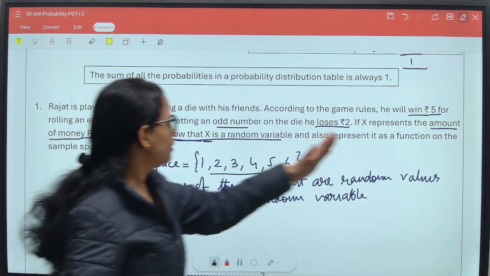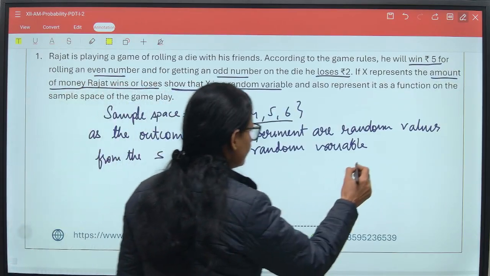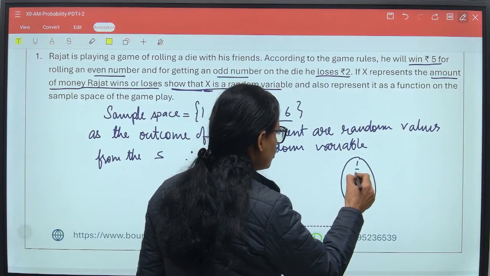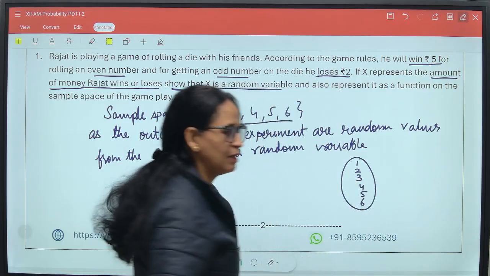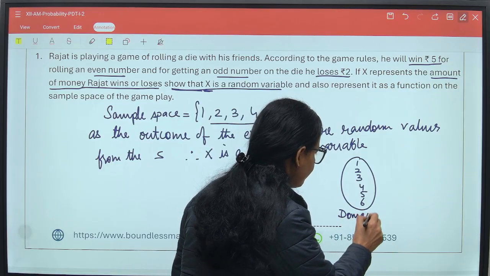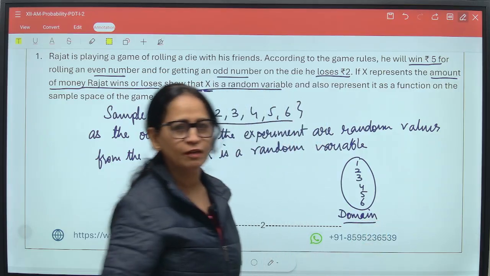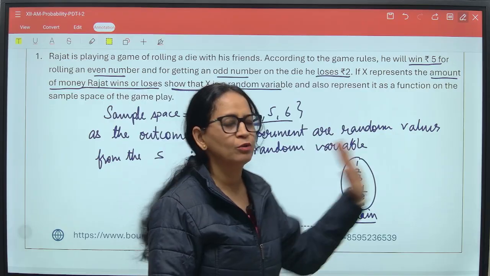Now represent it as a function on the sample space of the gameplay. So what is the sample space here? 1, 2, 3, 4, 5 and 6. And what are the possible outcomes? So this is the domain of the function. We understand what is a function. We have done that in grade 11. It has a domain, it has a range, and every element in the domain has a unique mapping to the range.